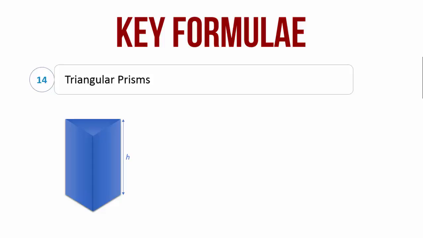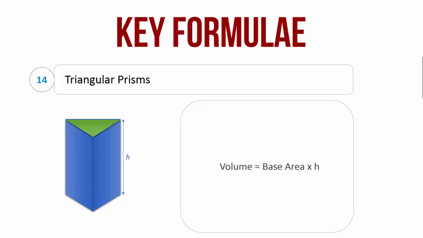Let's say that the height of this prism is h and the triangle at one end has a certain area. The volume is given by the area of that triangle multiplied by h.